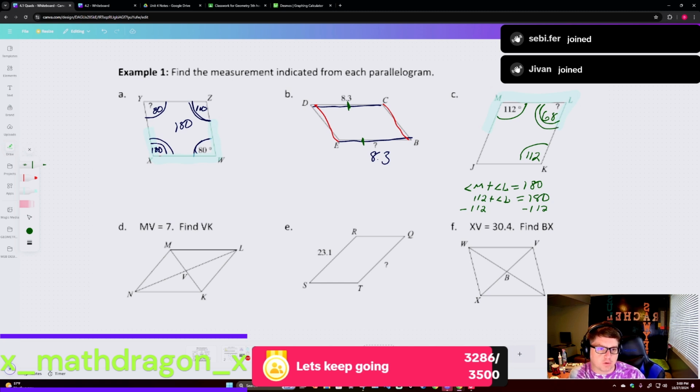So this is 68 degrees, and this is 68 degrees. MV is 7, VK, 7. Diagonals bisect each other, so I know these two are congruent. 23.1, this is 23.1. Opposite sides are equal. VX is 30.4. So if I broke it in half, this would be 15.2 and 15.2. So whether I'm looking for XB or VB, both of those are going to be 15.2. This one's looking for BX, which is what we just said.